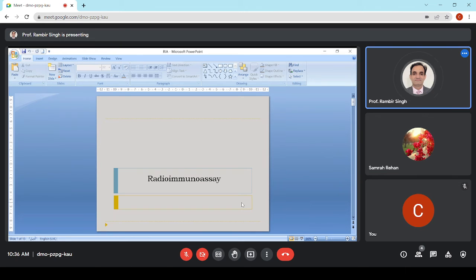Okay, then. Now we will discuss the second technique, that is radioimmunoassay, in short form known as RIA. It is the same as ELISA. The only difference is that we have changed the method of detection. In ELISA, the method of detection was based on a spectrophotometer, which detects color.